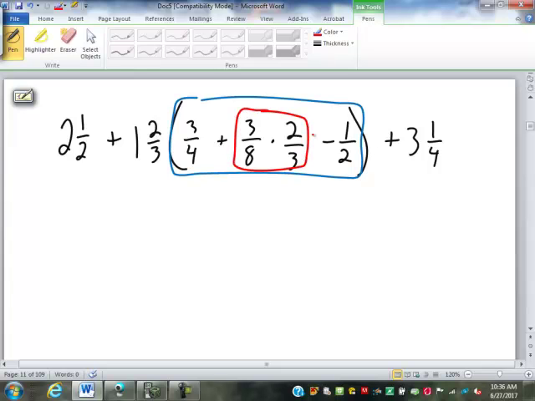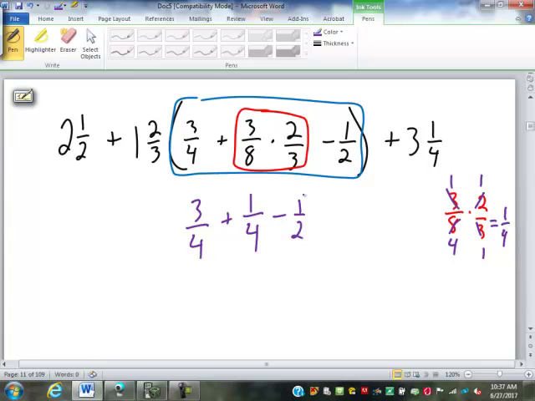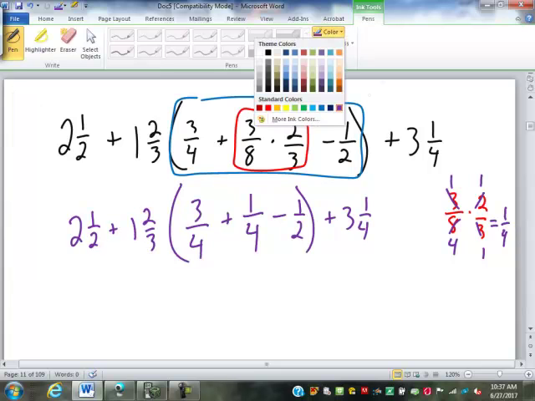So we've got 3/8 times 2/3. Now I'm going to write that off to the side and do it out. 3/8 times 2/3. The 2 and the 8 cross cancel will give me 1 and 4. The 1 and 3 cross cancel is going to be 1 and 1. So 1 times 1 is 1, 4 times 1 is 4. So my 3/8 times 2/3 is just 1/4. So the rest of the problem stays the same.